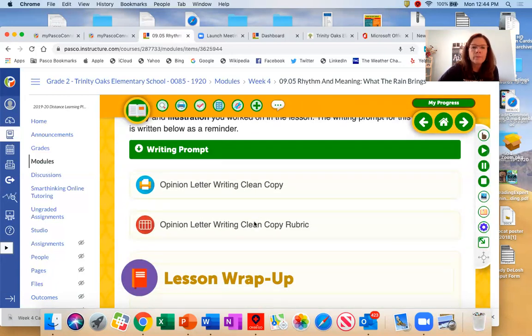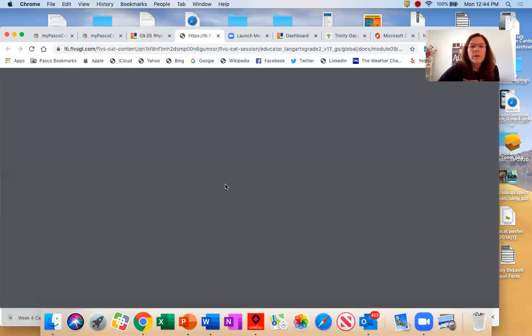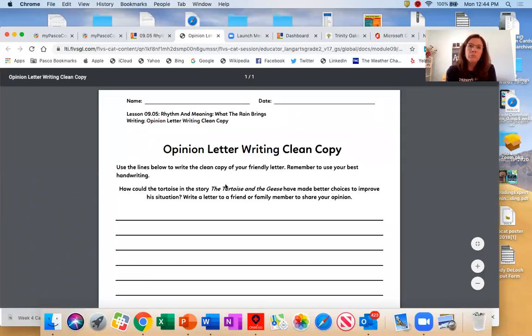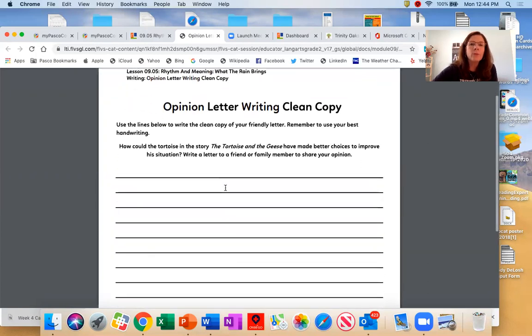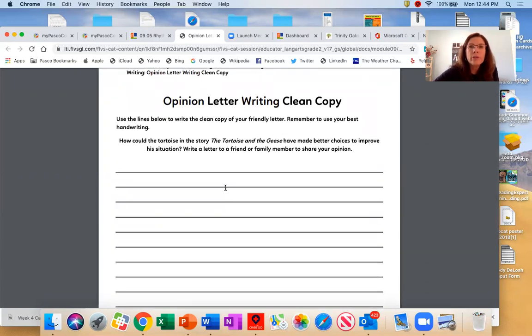So what does that look like? Here's the opinion letter writing clean copy. Looks very similar to what you turned into me last week. But I want to make sure you understand what you have to write about. How could the tortoise in the story, the tortoise and the geese, have made better choices to improve his situation? Write a letter to a friend or a family member to share your opinion. Now notice, the tortoise and the geese, we're not reading that this week of week 4. We already read it in week 1.